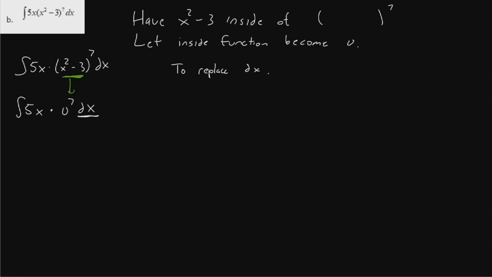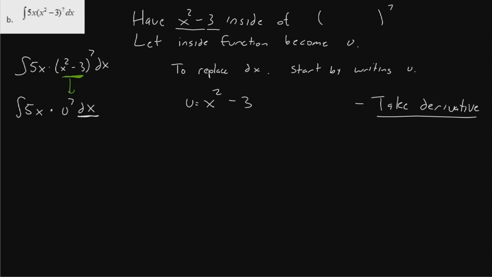So to replace dx, we are going to start by writing u. Now u, as we said a moment ago, was going to be x squared minus 3. What we need to do once we've written that is take the derivative. It's a little ironic that in order to take an integral we have to first take a derivative, but that is how u substitution works. So derivative of u is just du dx.